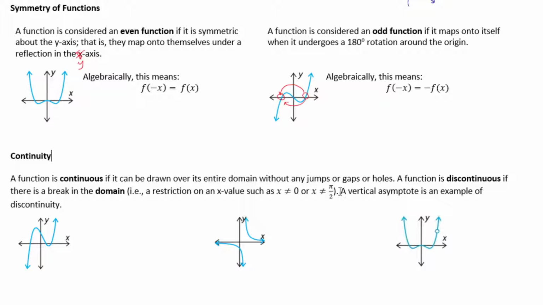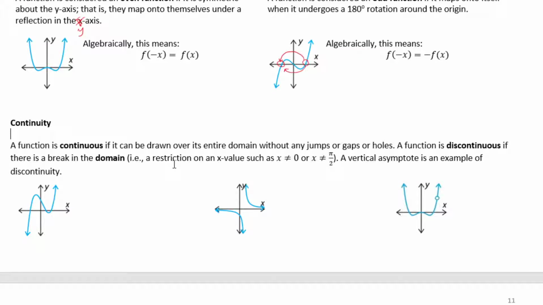Here is an example of discontinuity. A vertical asymptote is an example of discontinuity. So let's take a look at these three examples that are provided for you in your notes. This first example we would say is continuous because there is no break in its domain. So we write continuous.